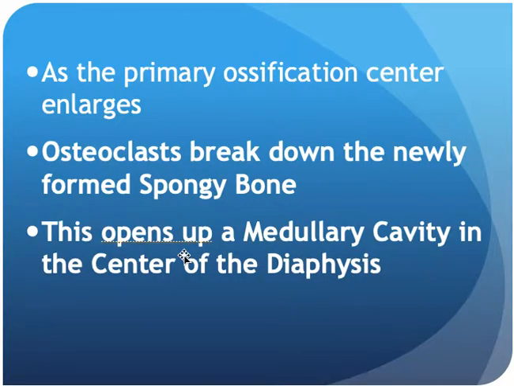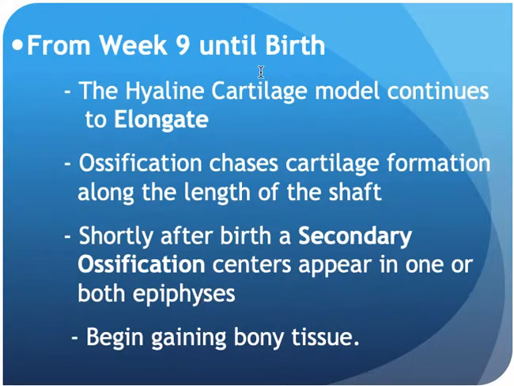Okay, so as the primary ossification center enlarges, osteoclasts break down the newly formed spongy bone, and again, this opens up that medullary cavity in the center of the diaphysis from week 9 until birth. Okay, so from week 9 until you're born, the hyaline cartilage model continues to elongate, and we just get bigger and bigger until we're born. Ossification chases cartilage formation along the length of the shaft. So again, we lay down cartilage and turn it into bone.